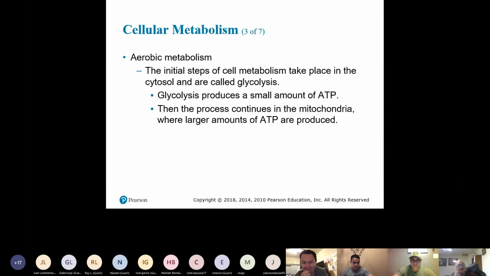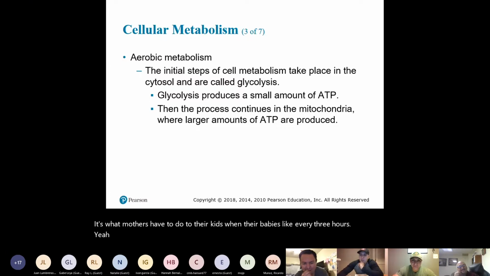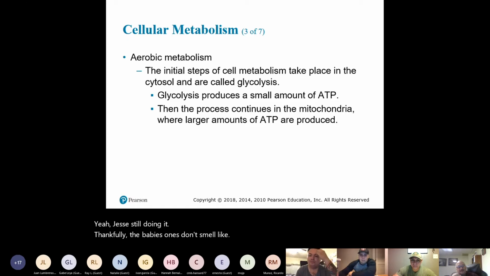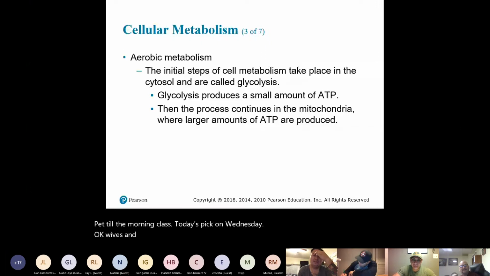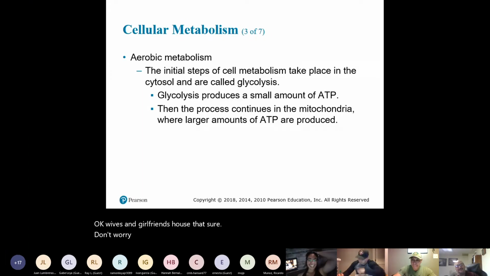It's what mothers have to do to their kids when they're babies, like every 3 hours. Yeah, Jesse's still doing it. Thankfully, the baby ones don't smell like some ladies. Hey, I told the morning class today's Pick on Wives Day. Okay, wives and girlfriends. How's that, Sharon? I rag on guys all the time, but today I just thought it would be Wives and Girlfriends Day.